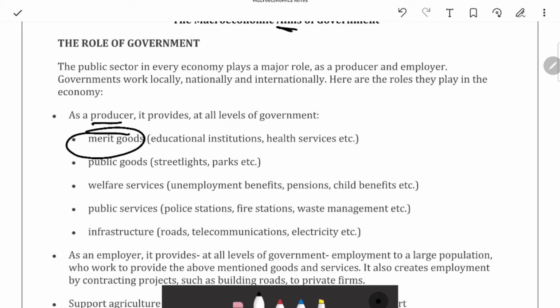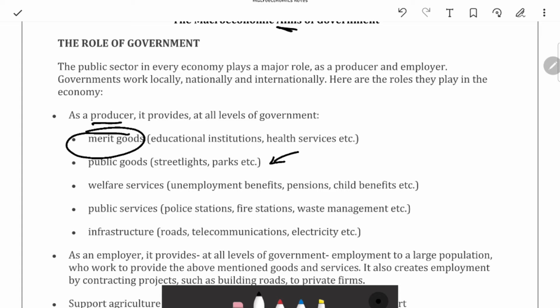Merit goods are things like education, health services, and public transport. Those are called merit goods. They give a positive effect in the society. The next one is public goods. Public goods are like streetlights.